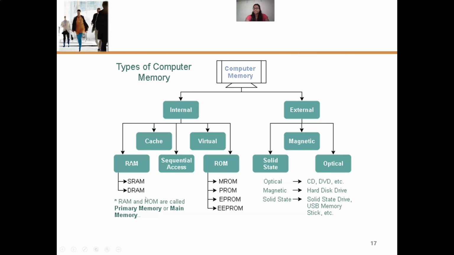What is the full form of SRAM and DRAM? Find out. And coming to the external, there are 3 different types: solid state, magnetic, and optical. Some of the examples or types of it are listed here.